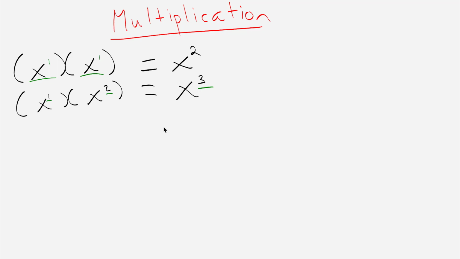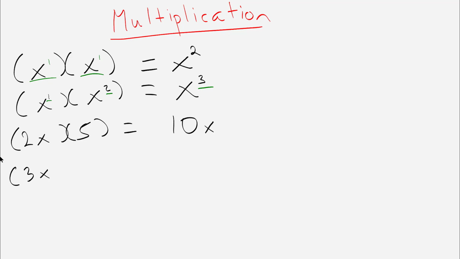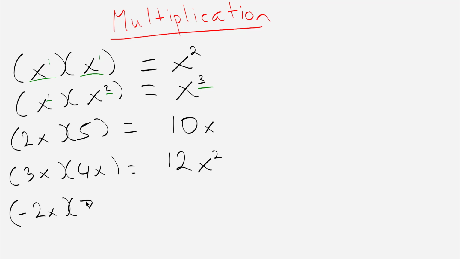Let's have a look at some more examples. Let's say I have 2x multiplied by 5. We would know that that would be 10x because 2 by 5 is 10. Let's say I had 3x multiplied by 4x. We multiply the numbers, 3 by 4, that's 12, and multiplying the x by the x, 12x squared. One more example. Let's say I have minus 2x multiplied by 7x. Minus 2 by 7 is minus 14, and x by x is x squared.